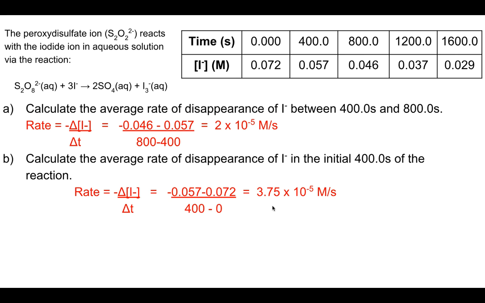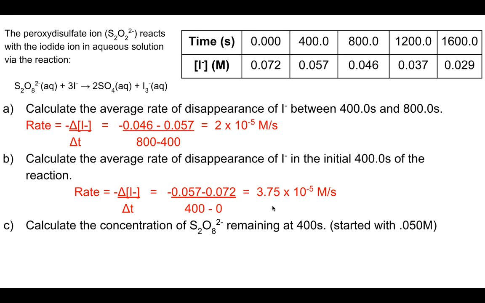The last part then is a comparing problem. So we want to calculate the concentration of the S2O8 remaining at 400 seconds. A little more information from our problem: we learned that we started with 0.050 molar. Now, if this were a one-to-one reaction, we could compare the numbers directly off of here. But since it's not a one-to-one reaction, it's a 1-to-3, so for every one of the S2O8, there's 3 of the iodide, we need to do a little stoichiometry here.